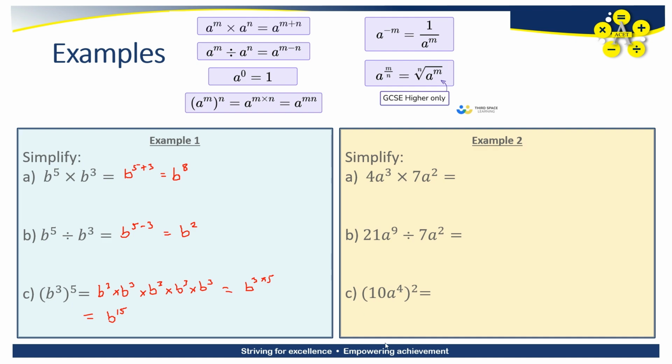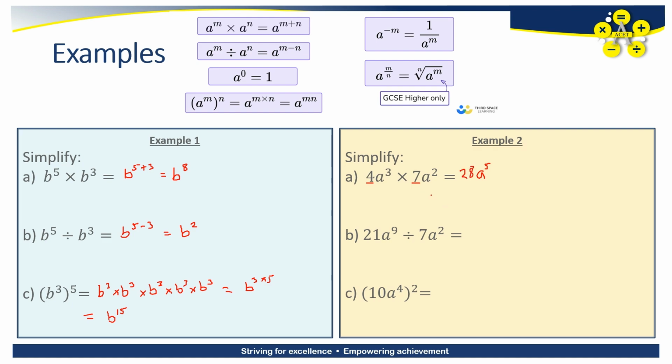Example 2 over here is similar, but we're just making these indices slightly more complicated. So we're just raising the difficulty slightly. So here I've got 4a cubed multiplied by 7a squared. Notice that I've got a cubed and a squared, so my base is the same, which means that I can use the laws of indices to add these powers. So a cubed times a squared is going to be a to the power of 5, because I've got 3 plus 2. Now what we've got to remember is these numbers, 4 and 7, they need to be treated normally. So 4 times 7 is 28.